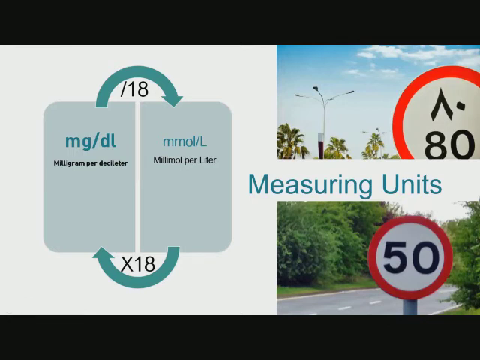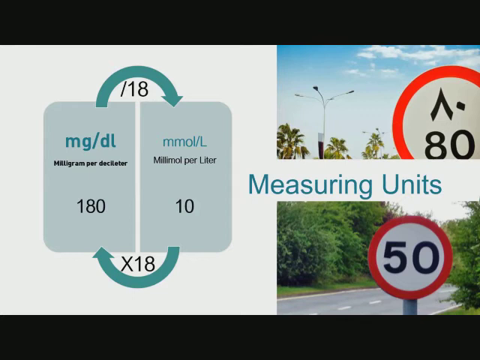For example, if your machine shows 10 millimole per liter, then you want to convert it to milligrams per deciliter, just multiply by 18, and it's 180 milligrams per deciliter. Those measuring units are important if you are about to buy a glucometer, or if you have a glucometer, make sure that you know the measuring units that you are using, and you also need to know all the target values within the same measuring unit your machine is using.